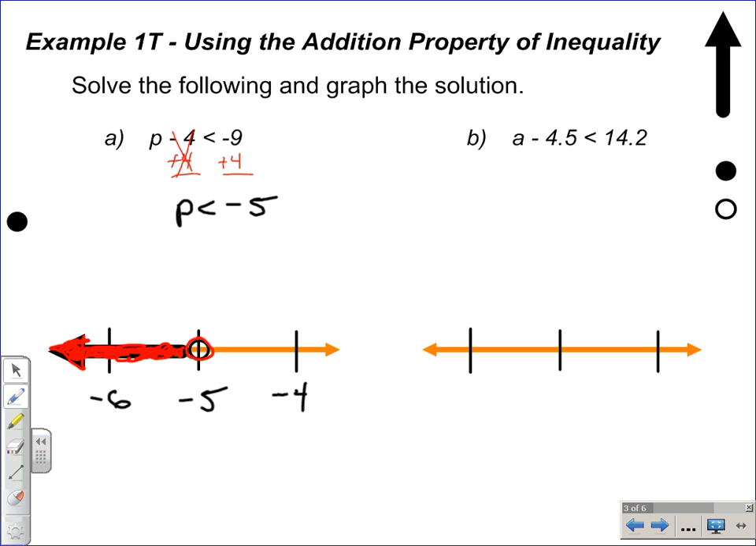So that's what it would look like if you were doing it by hand. Let's take a look at part B. Part B, similar to part A in the fact that we have subtraction in it. It's different because we have decimal numbers, but the work is no different.